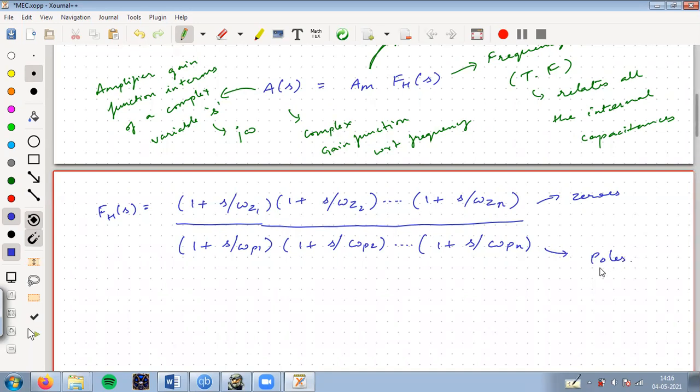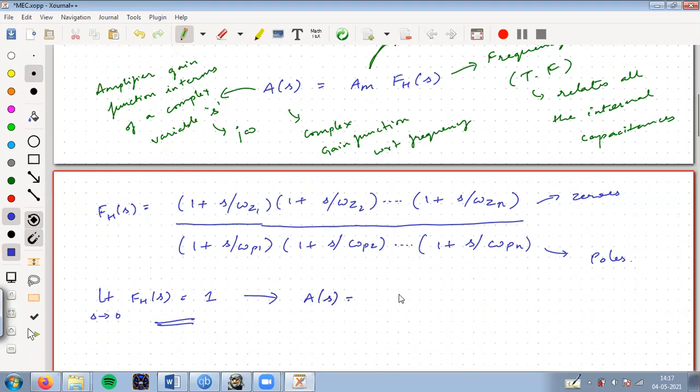This is a transfer function, and if you take the limit as s tends to 0, FH(s) will give me 1. Then in that case, A(s) will be simply AM. So this is some maths part which we need.